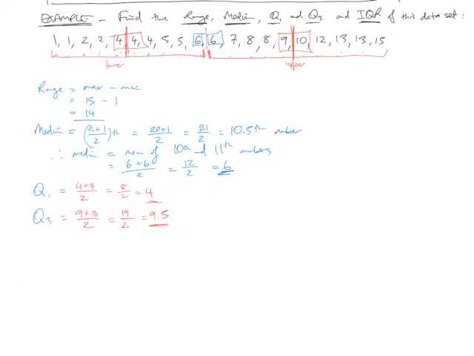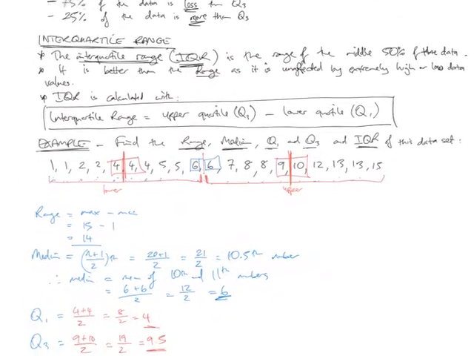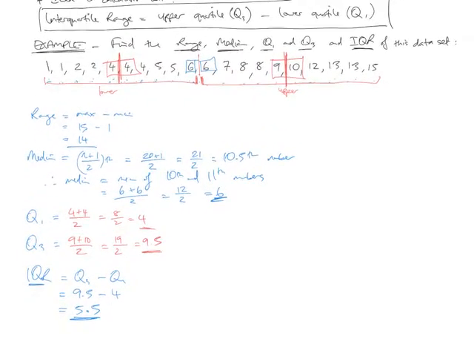And then interquartile range is the last thing that we're trying to work out. IQR is Q3, take Q1, is 9.5, take 4, is going to be 5.5. So that is how you quickly work out the interquartile range, the different quartiles, that sort of thing.